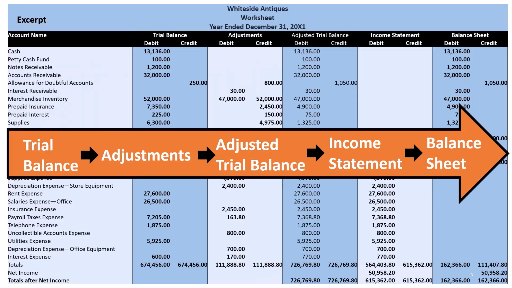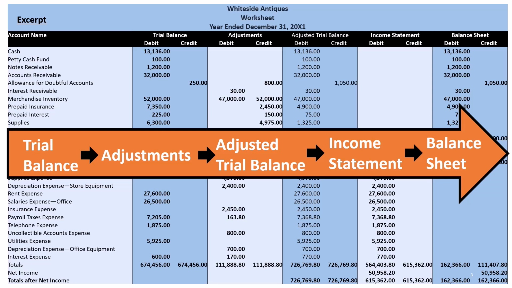The starting point for the preparation of the financial statements in a manual accounting environment is the worksheet. And here's an excerpt of the worksheet for Whiteside Antiques, the example our textbook uses. The worksheet is the bridge between the accounting and the financial reporting. Once adjustments are complete, the worksheet becomes the source for every financial statement. Errors made here flow through all statements, which is why accountants who work in a manual accounting environment rely heavily on this step before classification begins.